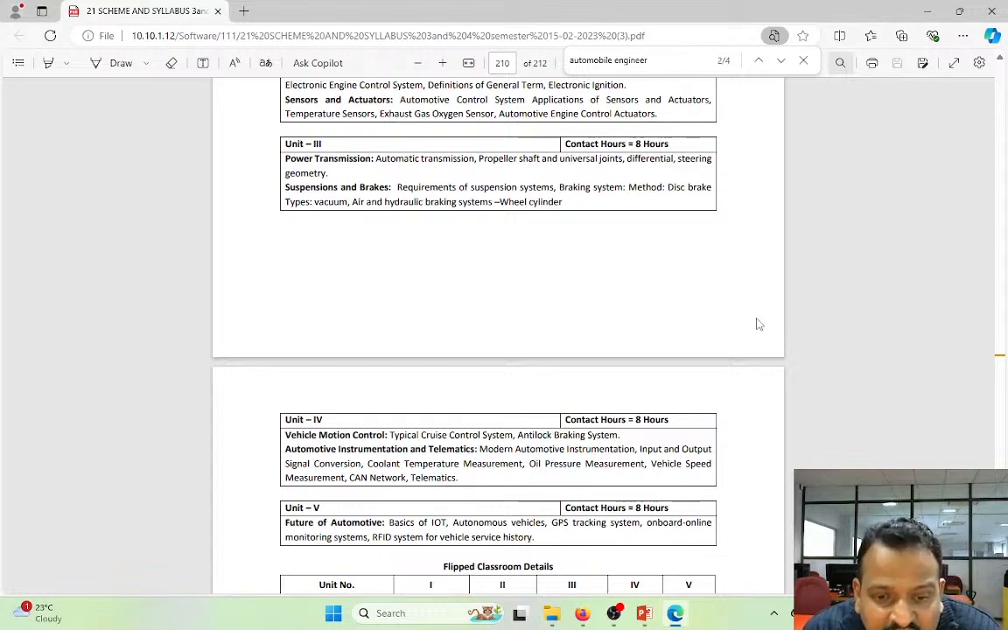Then unit 5 is all about the future of automotive, that is basics of IoT, autonomous vehicles, GPS tracking system, onboard online monitoring system, RFID system for vehicle service history. So most of the vehicles which are coming for servicing, the history is known first. So if there is a repetitive problem, it can be solved by getting through the RFID system with the service history records.